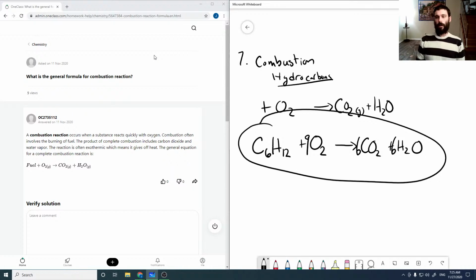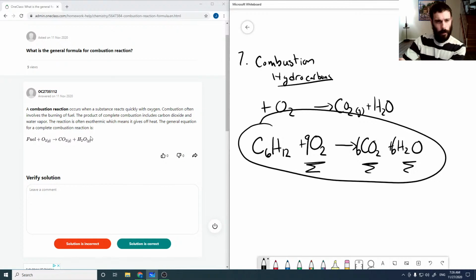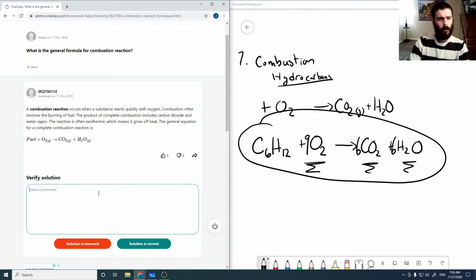So just to reiterate, in general, whenever you have a combustion, you add oxygen and your products are carbon dioxide and water. And so whatever you burn, you just add these and balance. Okay, so it includes carbon dioxide and water, and it's often exothermic. All right, so this solution looks correct to me.